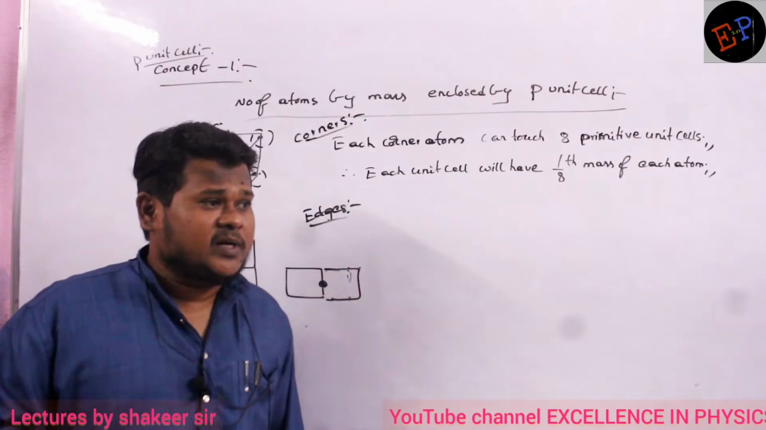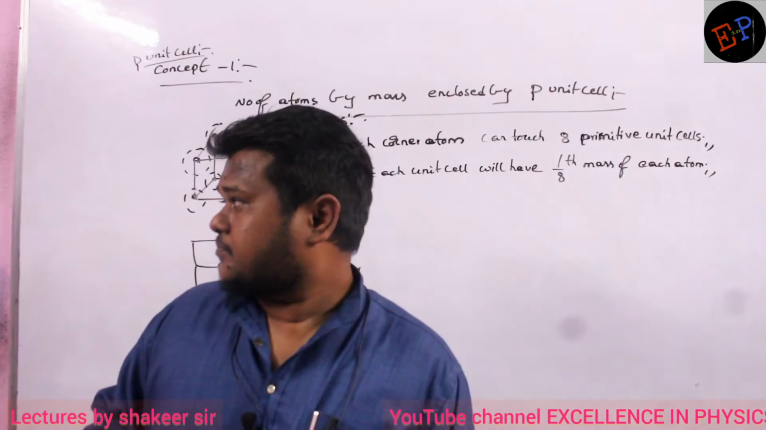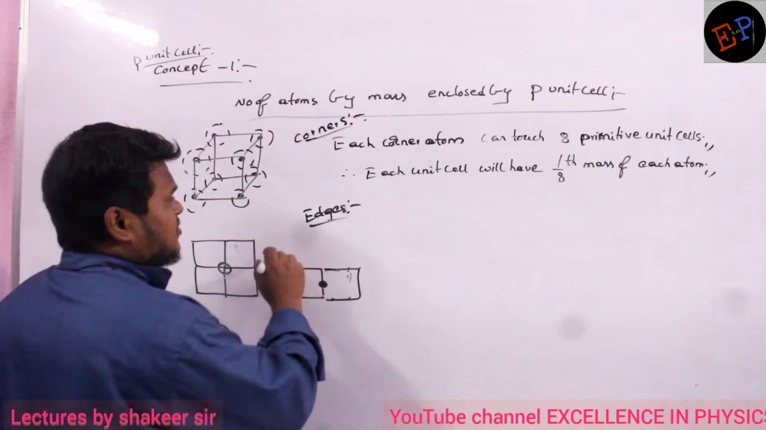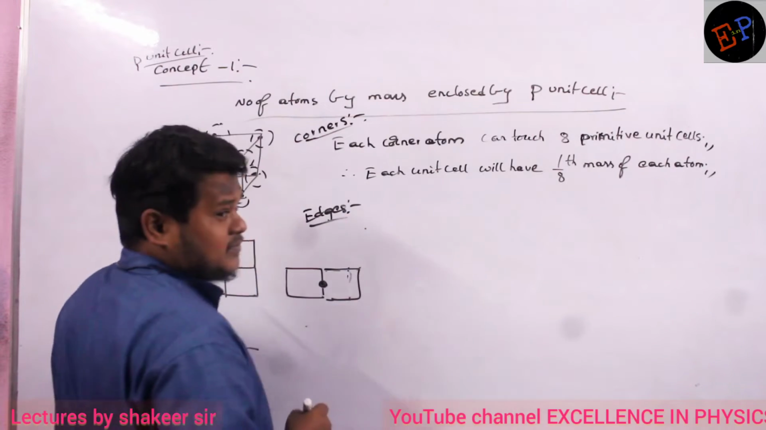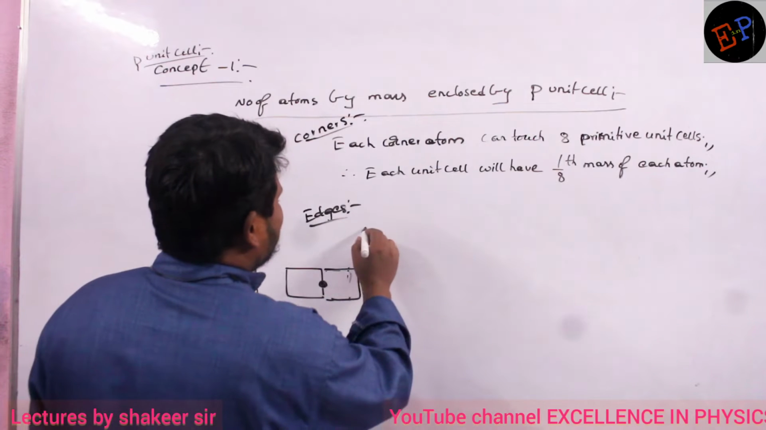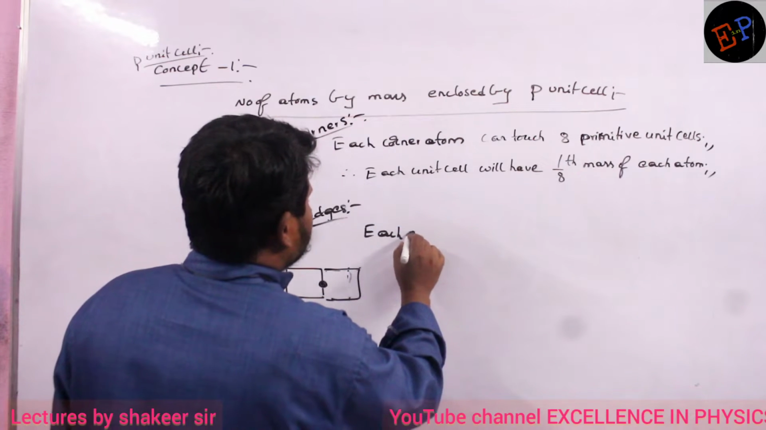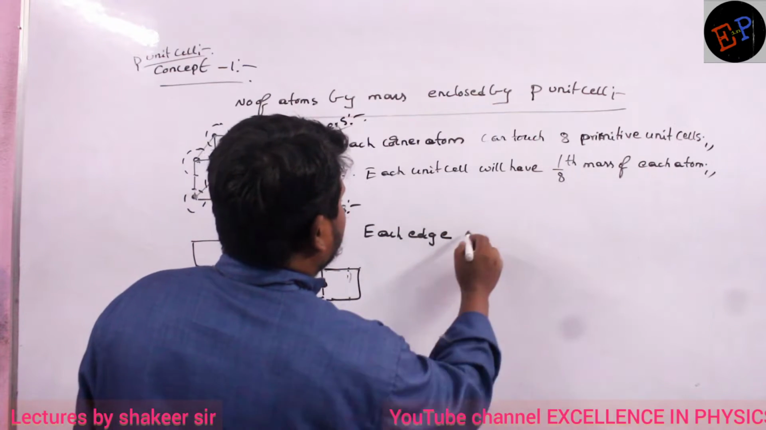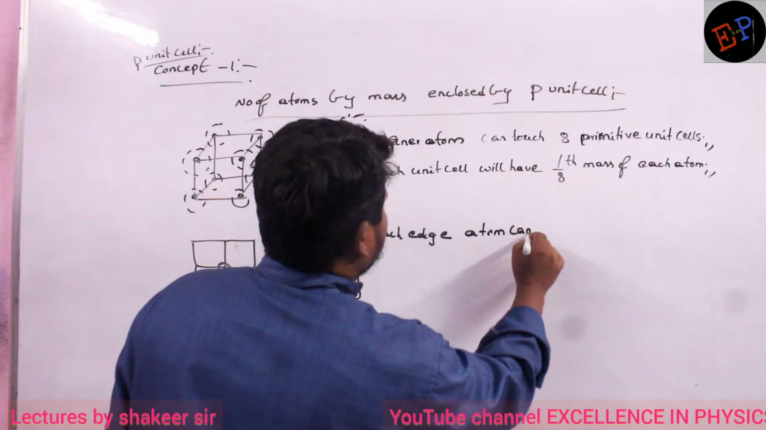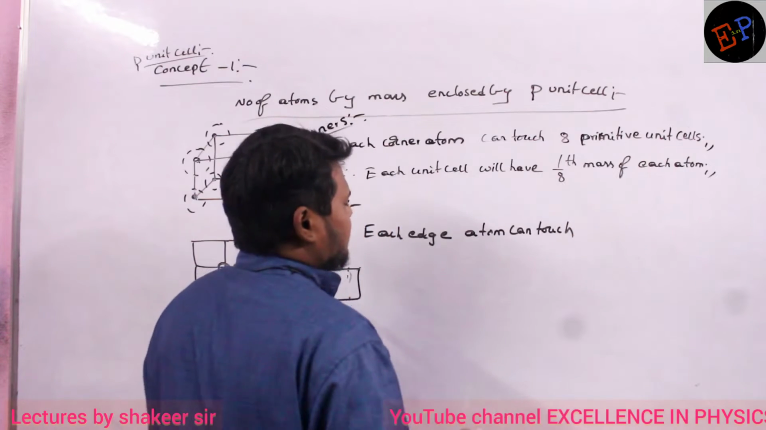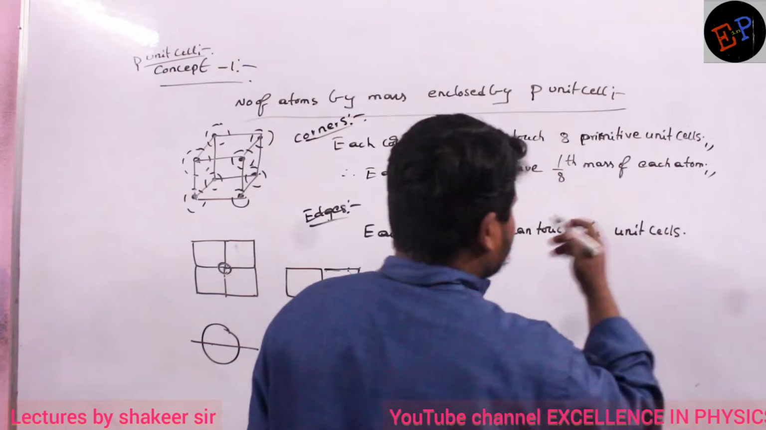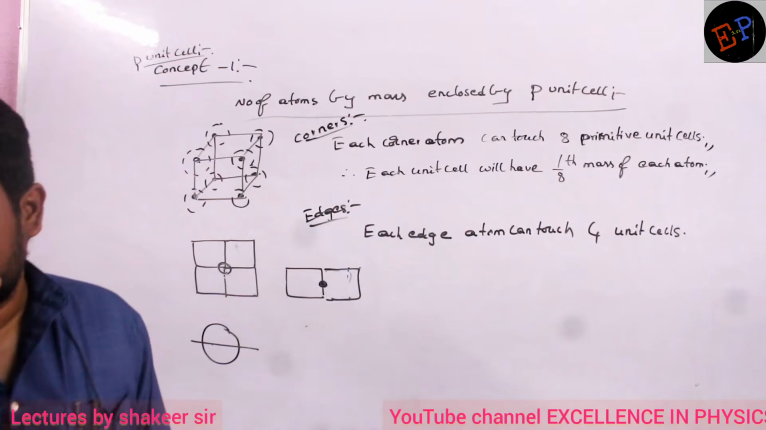అర్థమవుతుందా? క్యూబ్ లాంటి బాడీ ఏదన్నా ఉందా ఇక్కడ? క్యూబ్ లాంటి బాడీ ఏది లేదు. ఓకేమా? So therefore each edge atom can touch 4 unit cells. How many cells it can touch, ma? It can touch 4 unit cells.